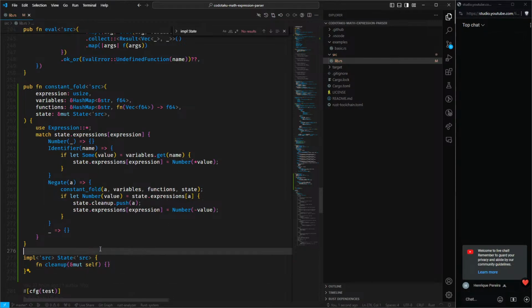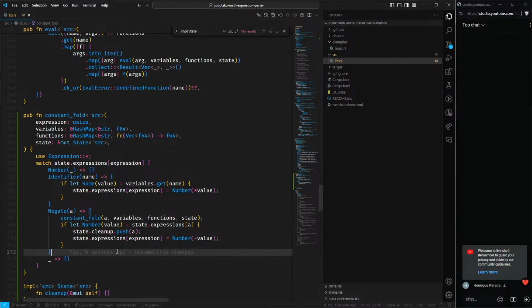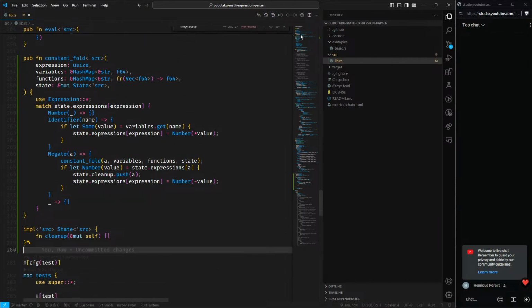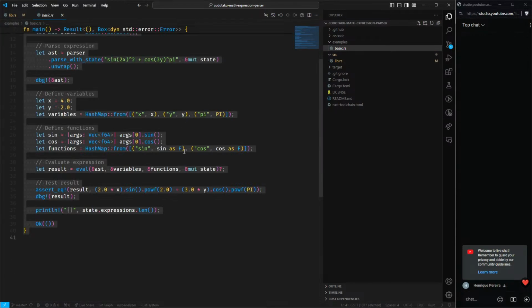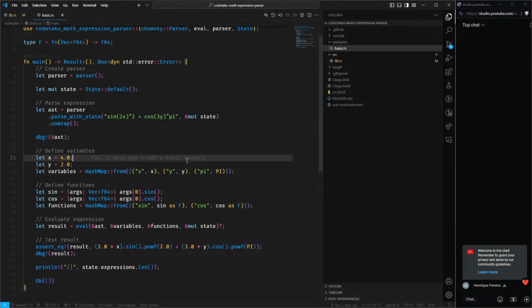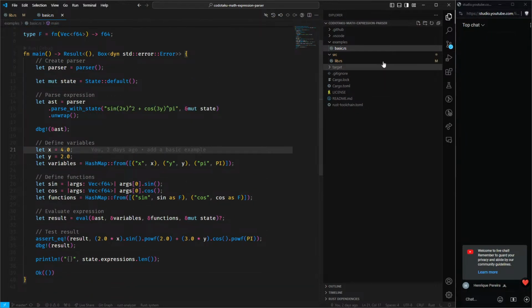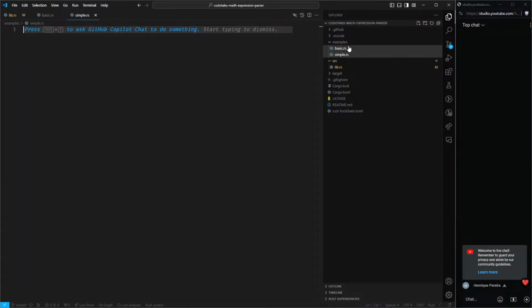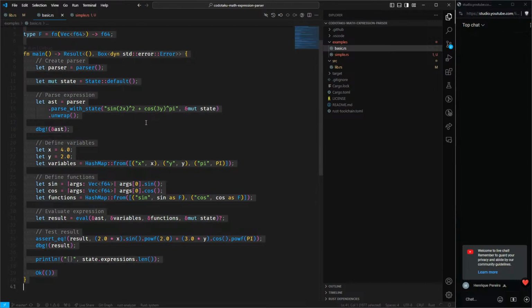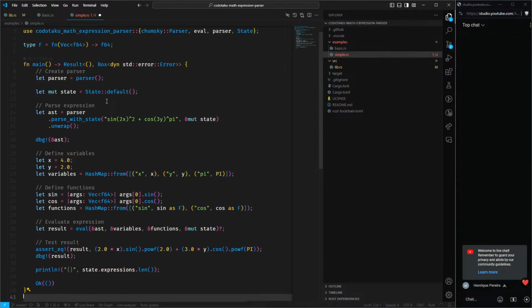Okay, so we can care about that later, but for now I think this should be good to go. All right, let's go to our basic.rs right now, where we have a simple example. Well, actually it's not that simple of an example. Let's make another example, simple.rs, and let's pretend we're using our own library right now.